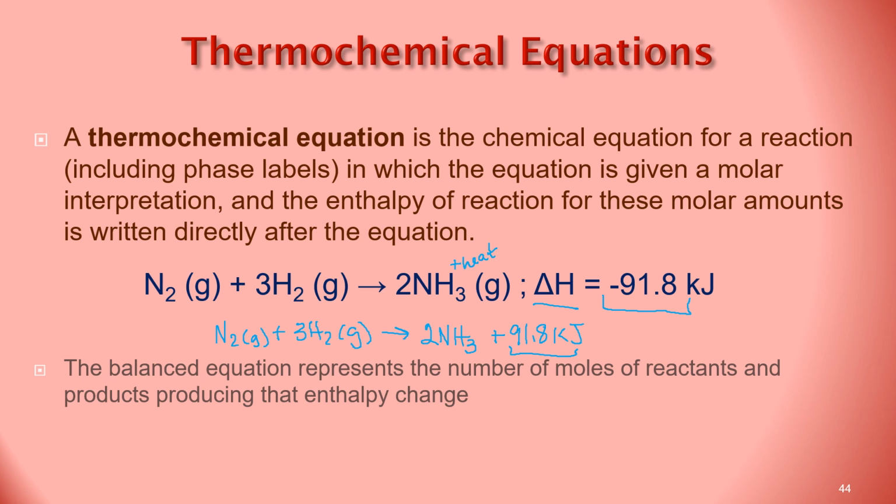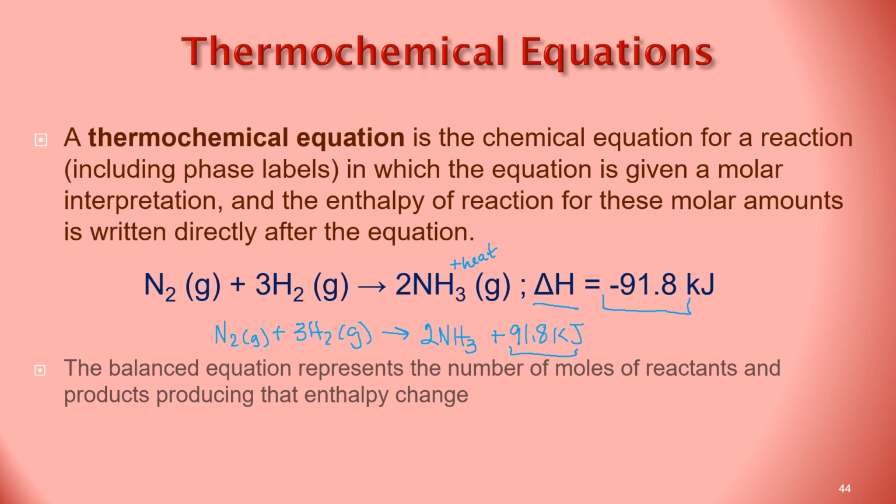And now we can add one more layer to our balanced chemical equation. So I can say 1 mole of nitrogen reacts with 3 moles of hydrogen to give us 2 moles of ammonia, and will give us 91.8 kilojoules of heat given off. So this is just a new layer.